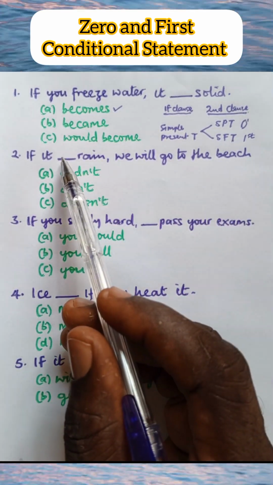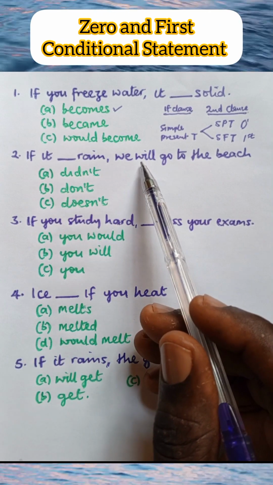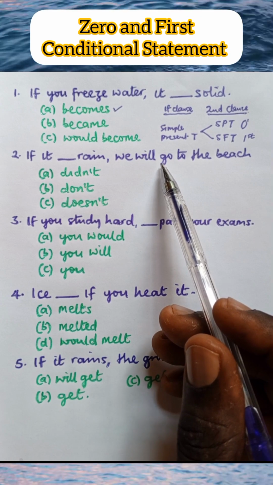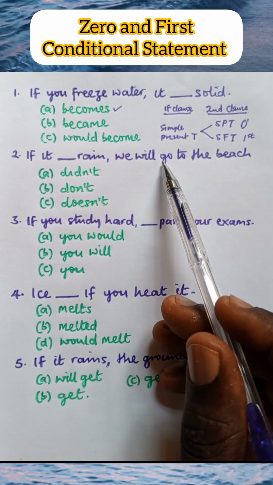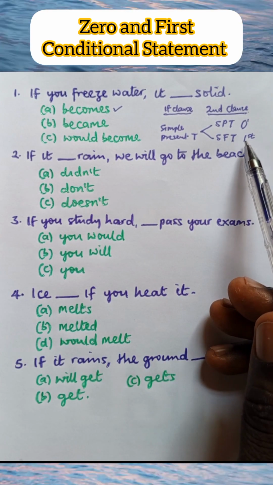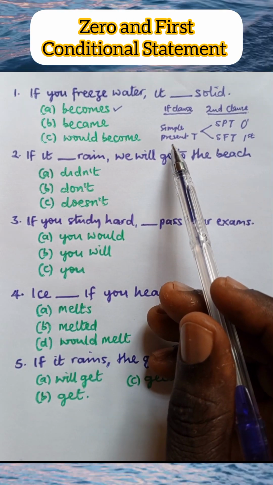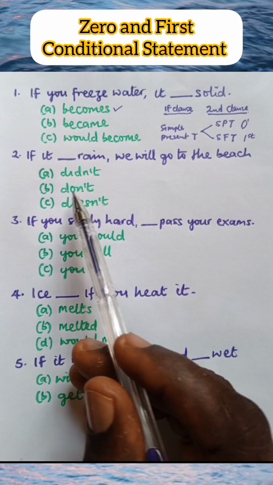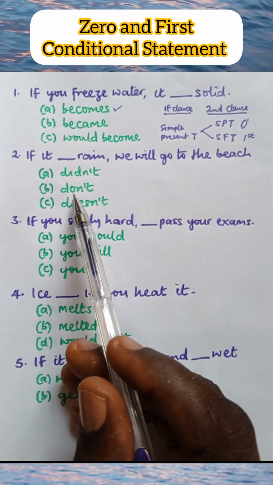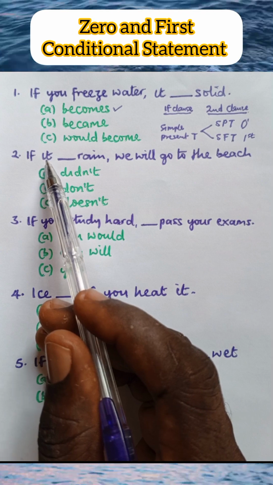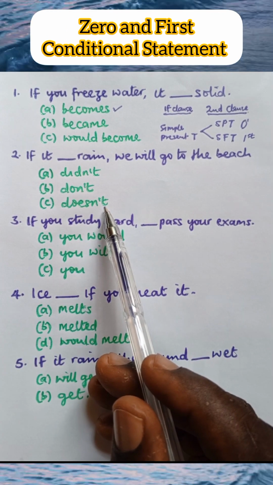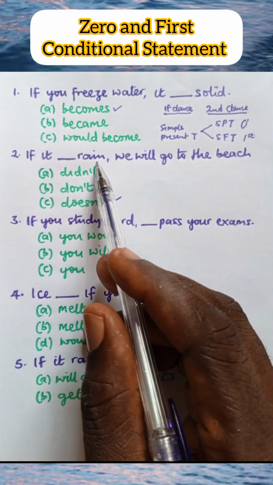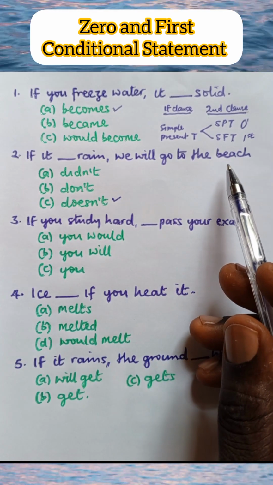Now, the if clause contains the missing word. Then we'll come to the second clause and look at the verb that is there. Will go is a simple future tense. And since we have a simple future tense here, we are dealing with the first conditional statement. The verb in the if clause should be simple present. So let us look at the options. Didn't is past tense, not present tense. Don't is present tense, but it is plural. Our subject is singular. Doesn't is present tense, and it is singular. Therefore, the correct option is option C. If it doesn't rain, we will go to the beach.